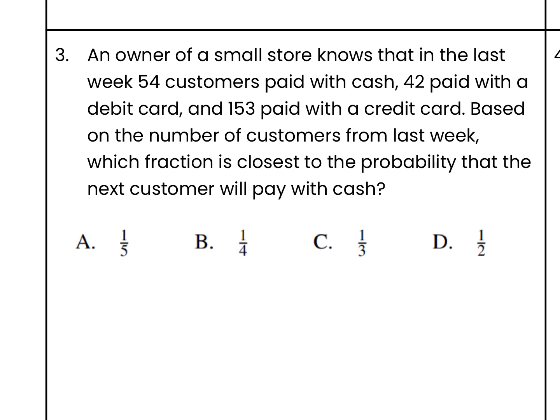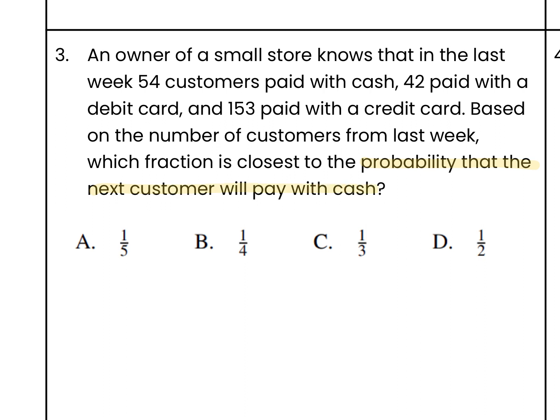Question 3: an owner of a small store knows that in the last week, 54 customers paid with cash, 42 paid with a debit card, and 153 paid with a credit card. Based on the number of customers from last week, which fraction is closest to the probability that the next customer will pay with cash? So we want to find the probability that the next customer will pay with cash.